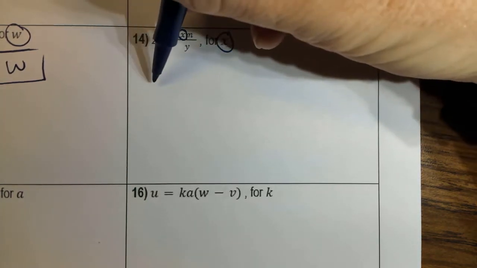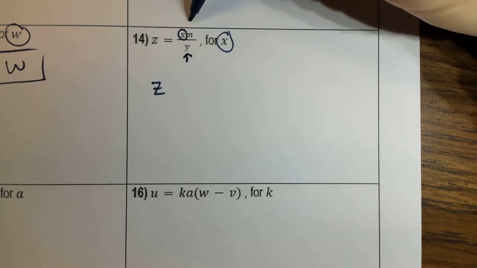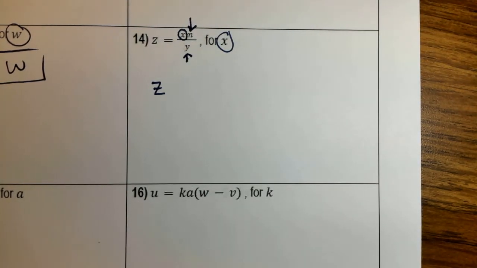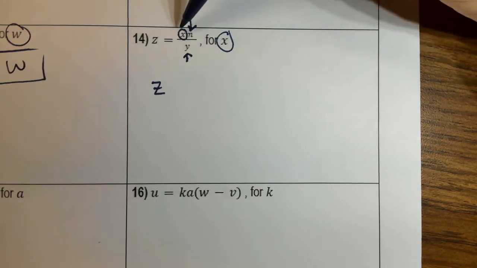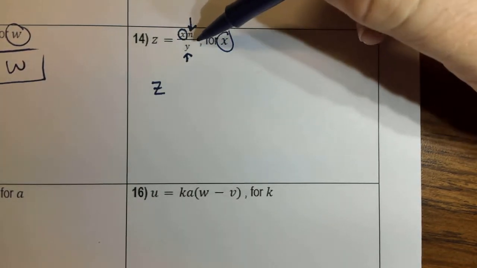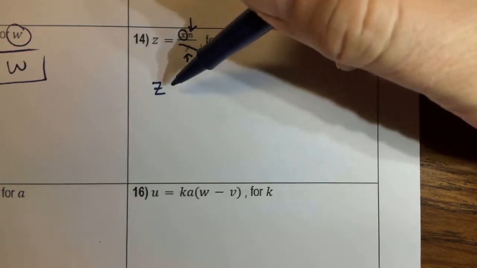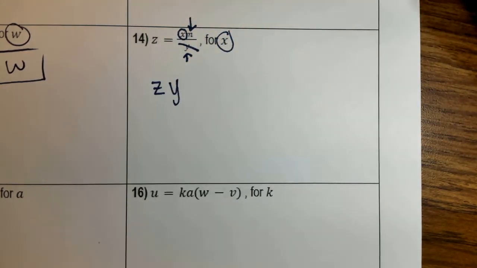So I'm going to start with Z. Okay, Z. Now I need to get rid of Y and M. Okay, again, I have to go backwards. I can't start next to X, I have to start away from X. So if this is divided by Y, to move it, I'm going to do times Y.